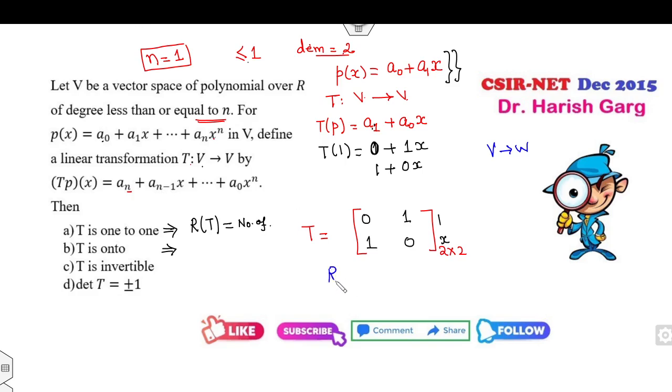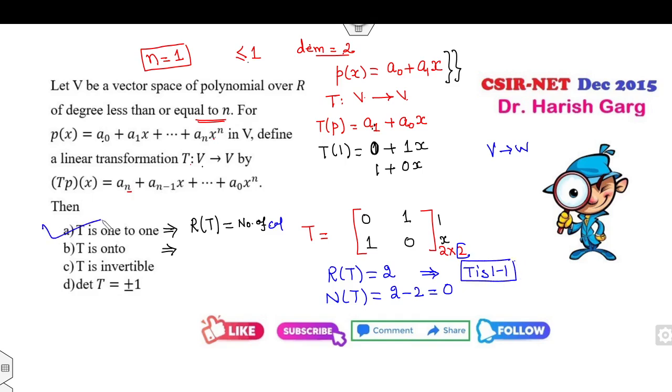Can you find the rank of this matrix? Rank is 2. Nullity of the transpose. Can you find the nullity? Rank is the number of the column vectors. Column is 2. So yes, T is 1-1.